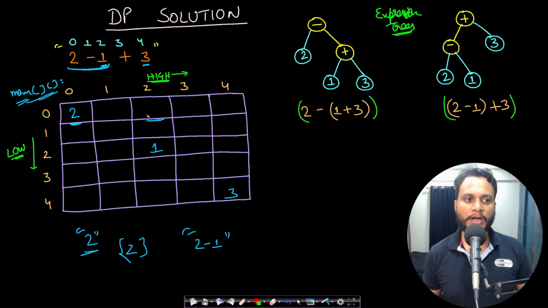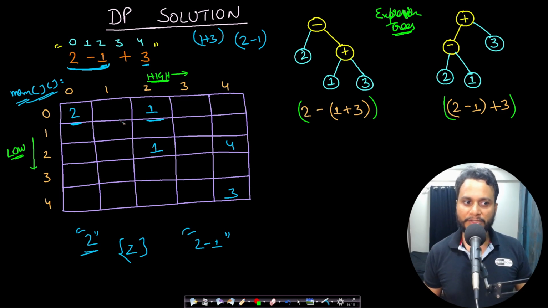So 0 to 2. How many possible ways can you bracketize? There is only one way. If you have 2 minus 1, there is only one way to bracketize it, right? So the result will be 1 here. Now if I consider 2 to 4, in how many ways can you bracketize if you have 1 plus 3? Only one way, right? So this will be 4, 2 to 4.